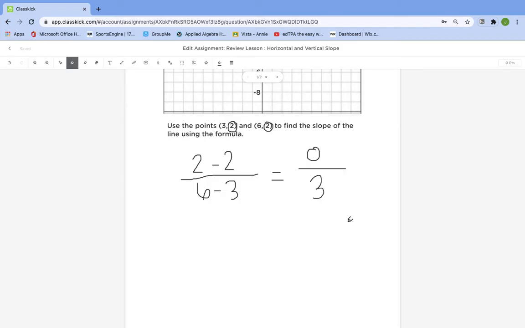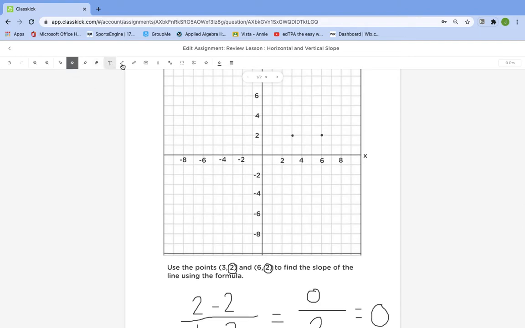And can this be simplified any further? Yes, it can. An important thing to know about horizontal lines, which is actually what we're graphing in this example, is that the slope is always going to be 0. Which is what we have here, because 0 divided by any number is always going to be 0. That's just a fact. So our slope is 0.